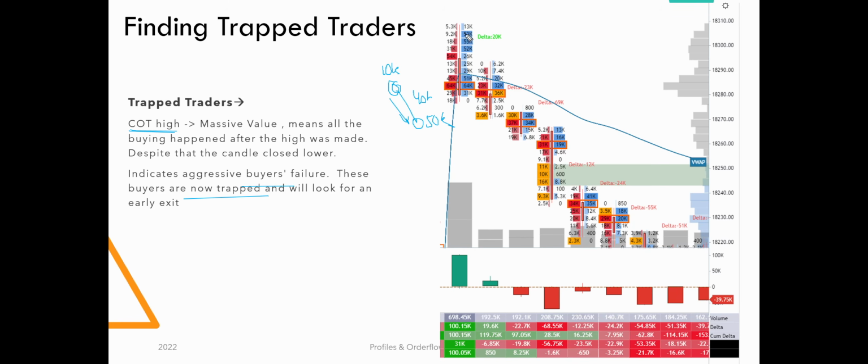See this example, the market opened here, and the caught high in this case is 100K. Which essentially means, after the high was made till the close, all the buying has happened. Despite all the buying happening, price closed weaker. That means all these buyers are now trapped at a price higher than this close, and once the market starts correcting, they would want to exit. So it's a very good sign that I can short this market and try to capture a down move here.